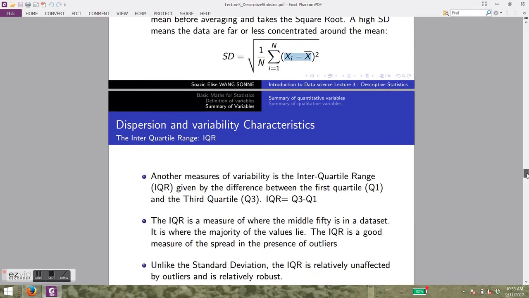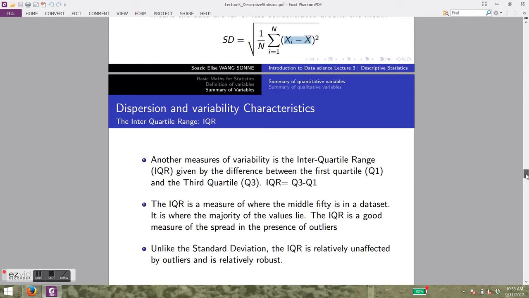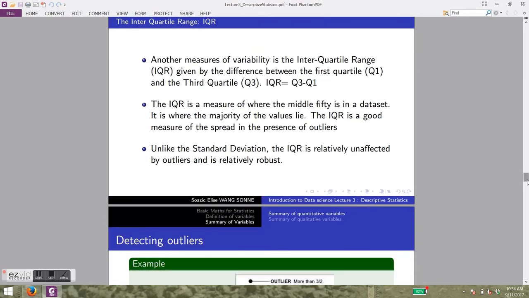Apart from the standard deviation, you also have the interquartile range. The interquartile range is the difference between the third quartile and the first quartile. It is also widely used when you have outliers. So it is a good measure of the spread, of the variability in your data set, in the presence of outliers. It's better to go for the interquartile range when you have more outliers. So it's much more robust. It's like the median is for central tendency characteristics.